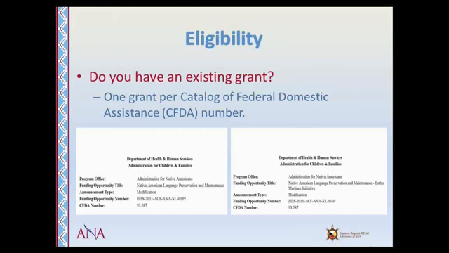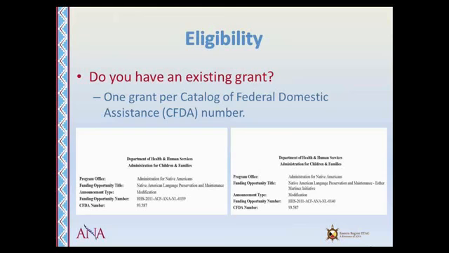Next, you want to check with your administration or planning department to see if your organization currently has any ANA grants. Catalog of Federal Domestic Assistance Numbers, also called CFDA numbers, can be found on page 1 of the funding opportunity announcement.